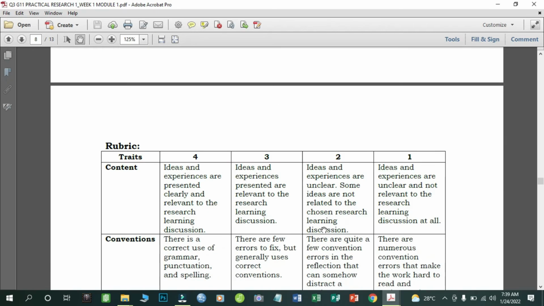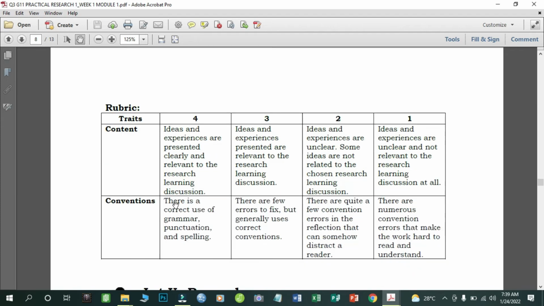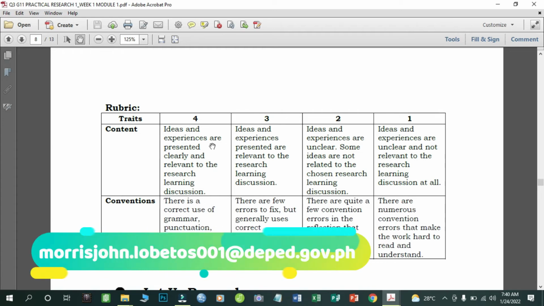And this is the rubric for grading your answers. So ideas or experiences are presented clearly and relevant to the research learning discussion. Then convention, this is correct use of grammar, punctuation, and spelling. Overall, you will have 8 points for that activity. So you can send your answers to my email address. So you have Morris John Lubitos 001 at tep.gov.ph. So just see it on the screen.